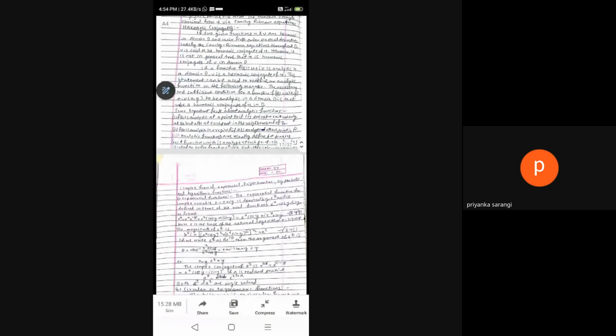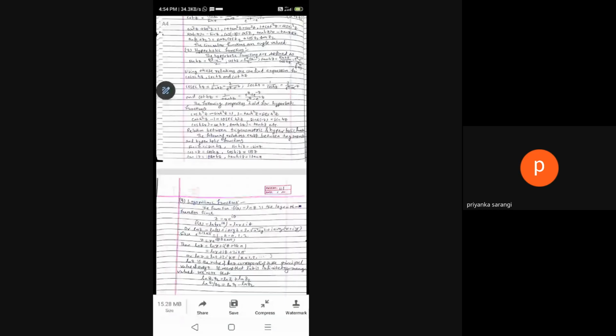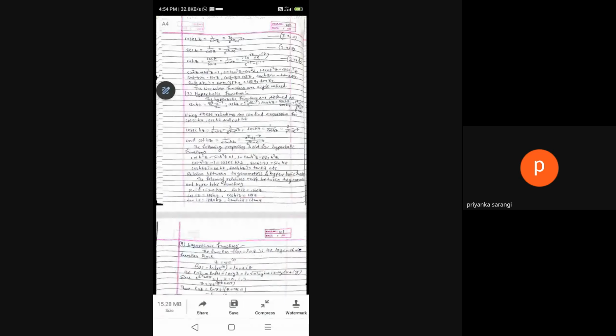Then the complex forms of exponential, trigonometric, hyperbolic and logarithmic functions, you can derive. Circular or trigonometric functions and hyperbolic functions. ln(z1/z2) = ln z1 - ln z2, with z = r e to the power i theta. In the hyperbolic case, sin(iz) = i sinh z, sinh(iz) = i sin z, tan(iz) = i tanh z, tanh(iz) = i tan z.